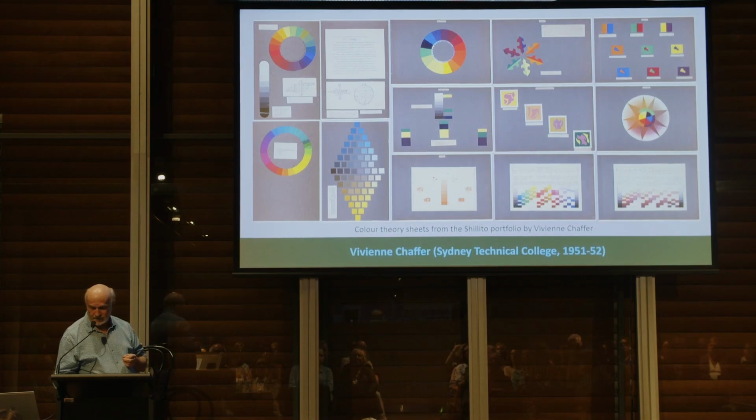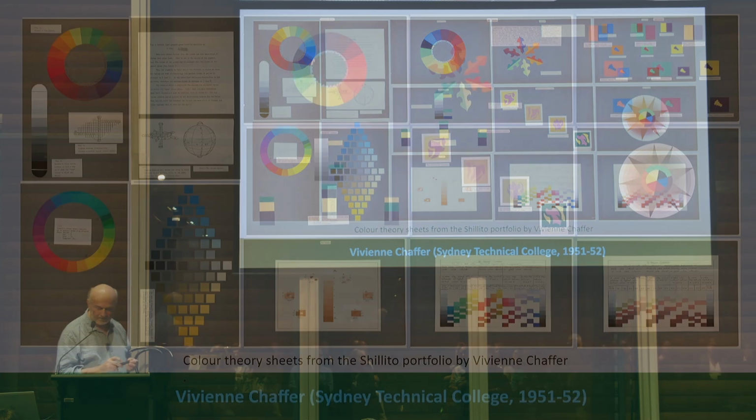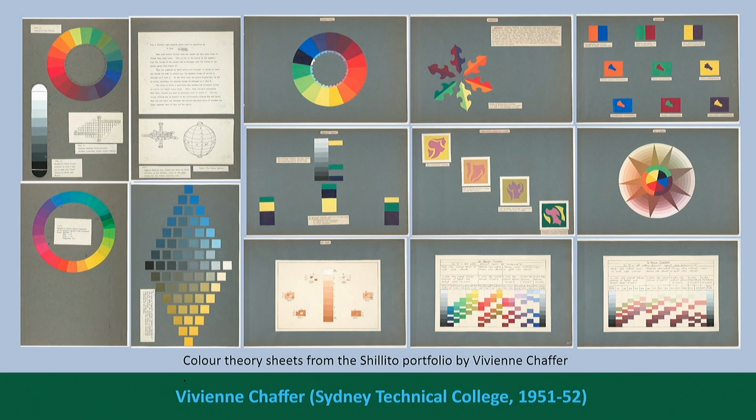And then this is the Vivian Schaffer portfolio. Again, you'll see some familiar diagrams there, I think. So our Maitland Graves colour codes again, tertiary colour wheel, a Munsell hue circle and value scale, a few Munsell diagrams, Ostwald, okay?